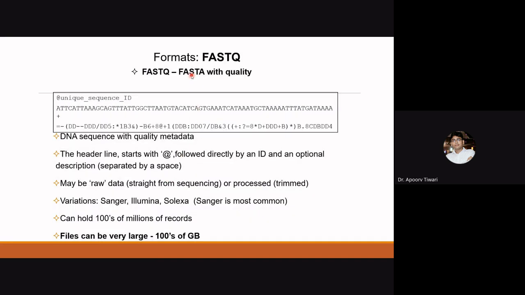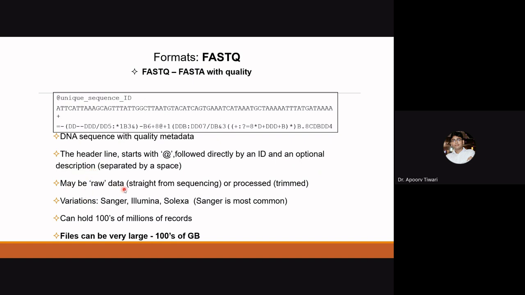So now we can understand what the FASTQ format is. Actually, FASTQ format is like FASTA format, but it has a quality property for each residue, each nucleotide. So it is coded in this form: DNA sequence with quality metadata. This score gives the quality for a particular nucleotide. The header line starts with @ followed directly by the ID of the sequence, and then the description.